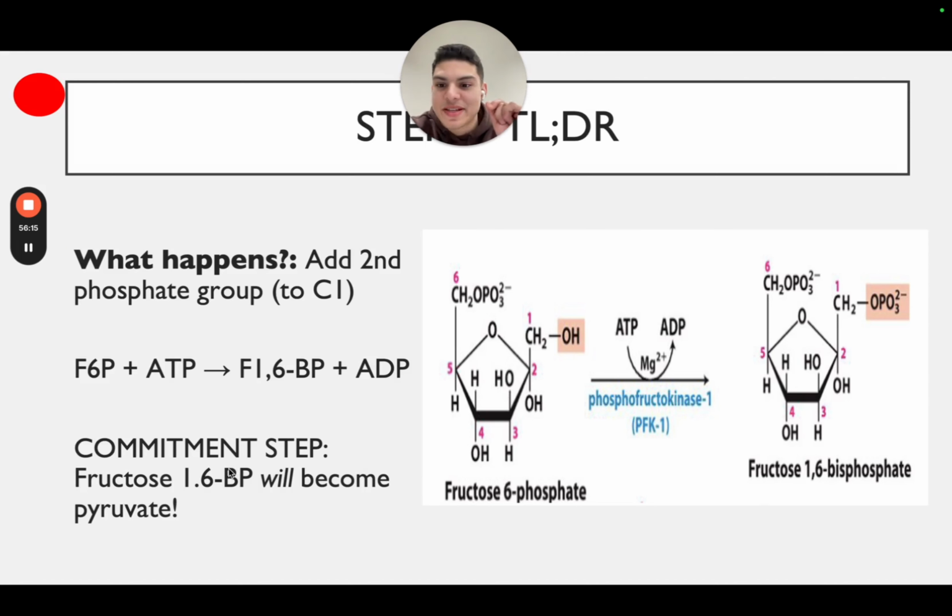And so this is our commitment step. If we form this product, it will become our pyruvate and we will continue glycolysis. This is like the last energy investment, and then it's just like a roller coaster down from here. So just know that this is a very energetic molecule right here as well.